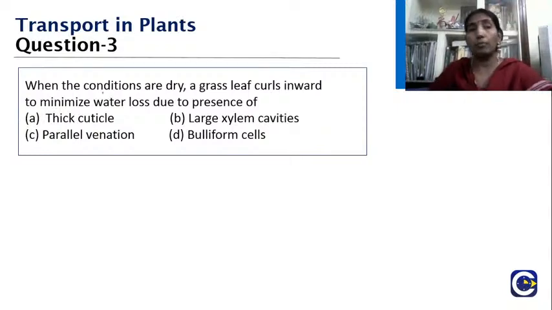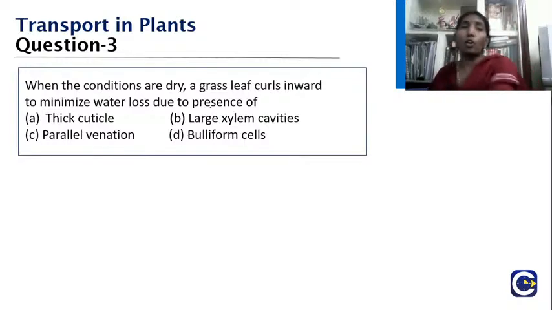Now here we will come to the third question. When the conditions are dry, a grass leaf curls inward to minimize the water loss due to the presence of: thick cuticle, large xylem cavities, parallel venation, bulliform cells.